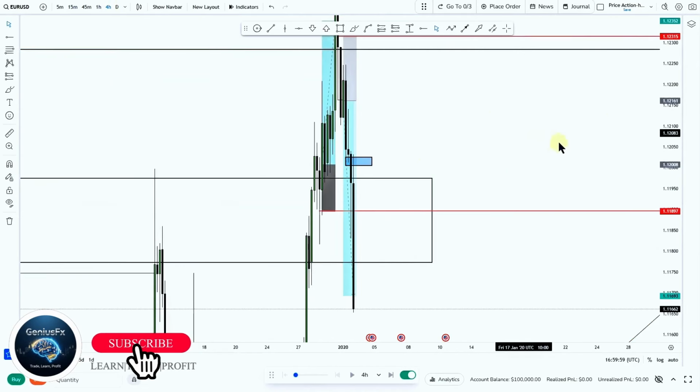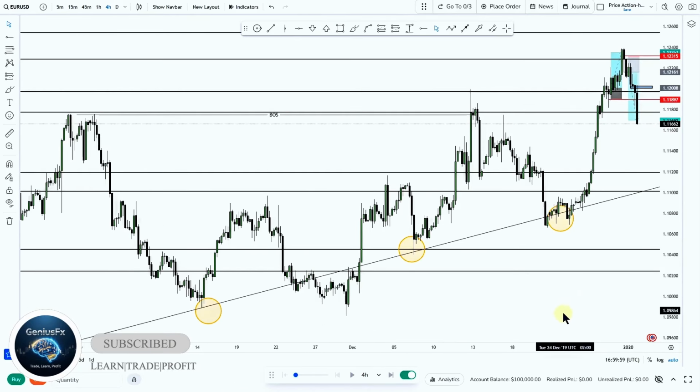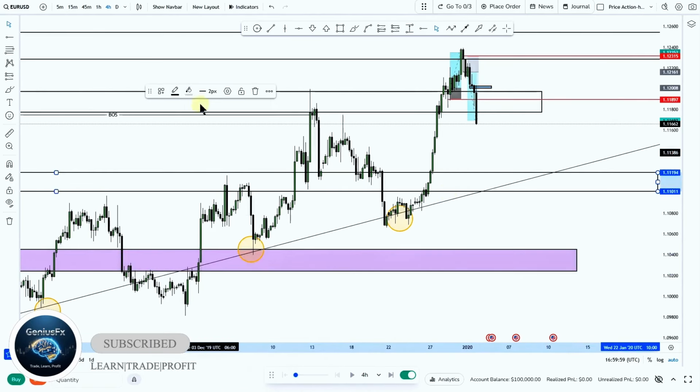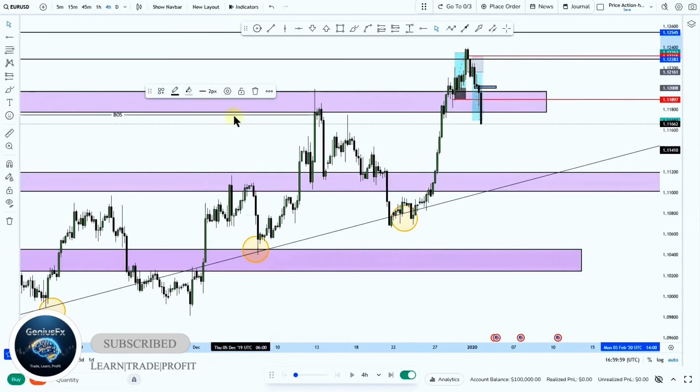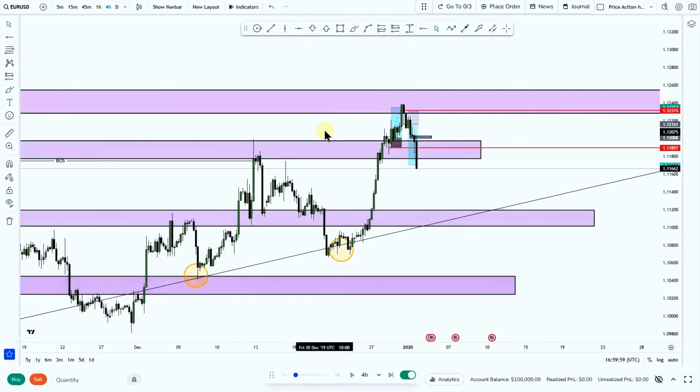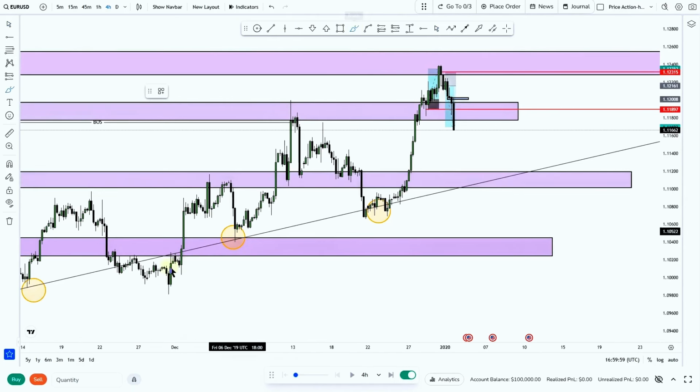Now let's zoom out again and look for another opportunities. Let me add some colors to our zones to make them stand out. Price is printing out higher highs and higher lows on the chart. We have a higher low here, a higher high here, a higher low, a higher high, a higher low, and a higher high.